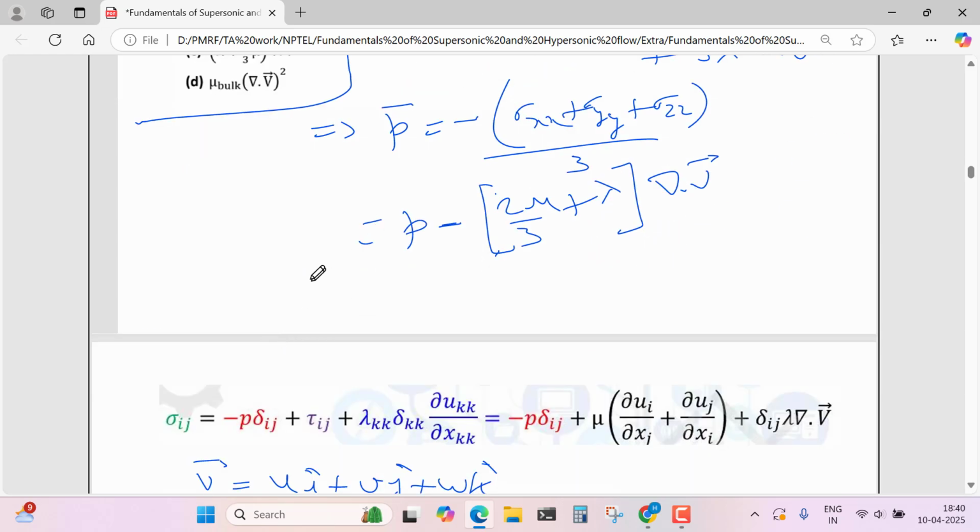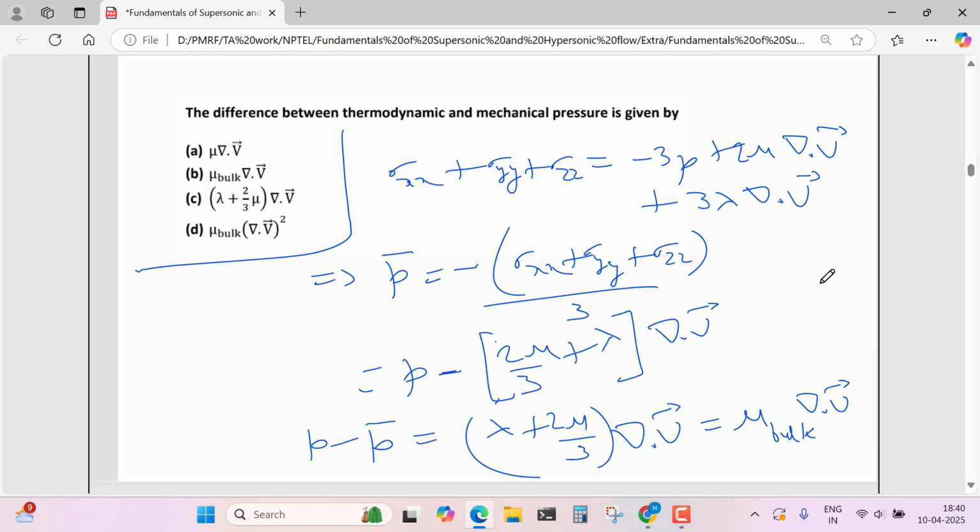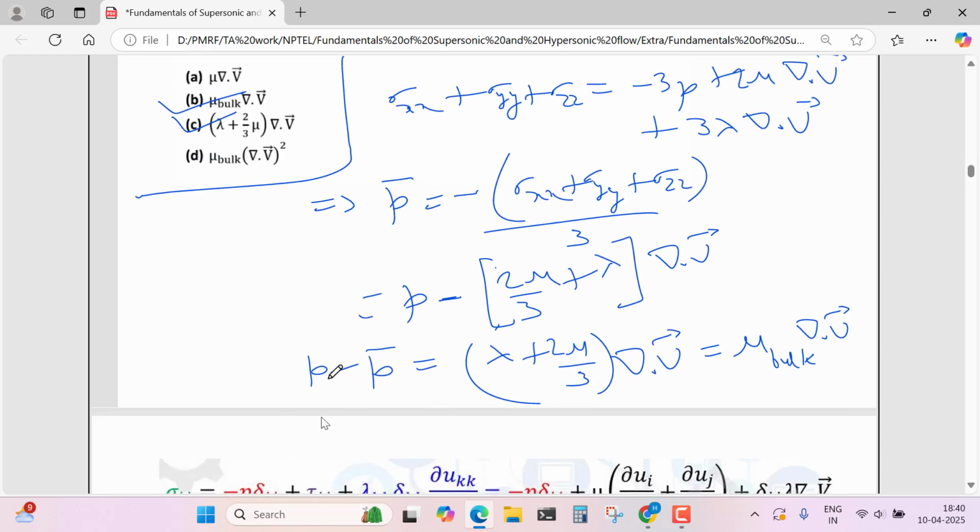If we take the difference of both of these, P minus P bar equal to (lambda plus 2 mu by 3) del dot V. This lambda plus 2 mu by 3 is also called bulk viscosity, mu bulk del dot V. So our answer will be option B, mu bulk del dot V, or option C, lambda plus 2 mu by 3 del dot V. This is the difference between thermodynamic and mechanical pressure. This P is simply the thermodynamic pressure.